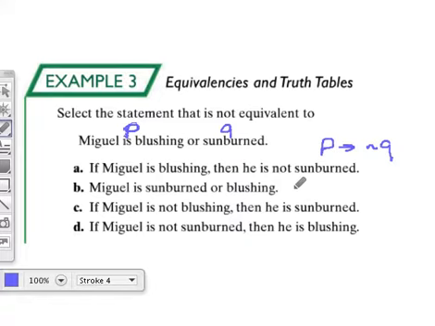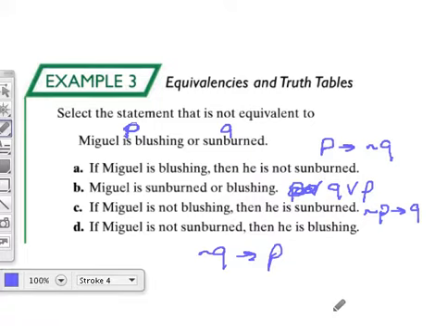Miguel is sunburned or blushing. Now I did that wrong. Got to read it carefully. Miguel is sunburned, that's Q, or P. And then the C part, if Miguel is not blushing, that would be if not P, then he is sunburned, Q. And lastly, if Miguel is not sunburned, then he is blushing. Okay, now notice all of these compound statements with connectives they're all different.